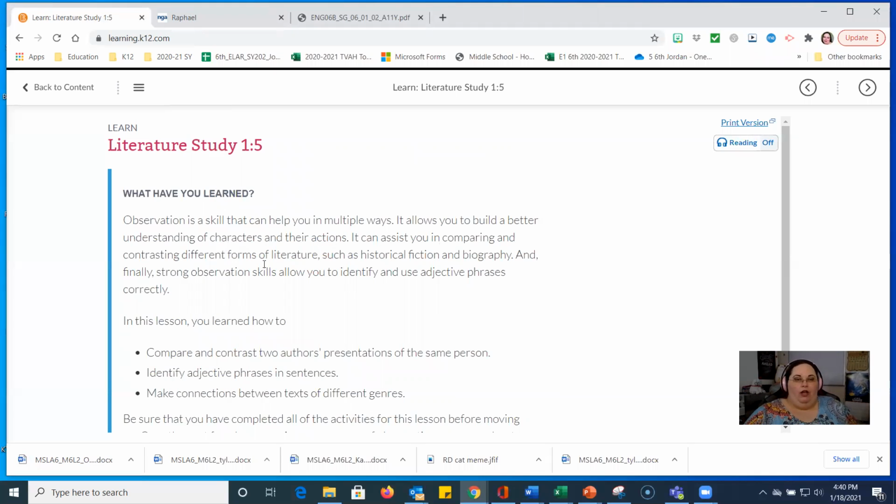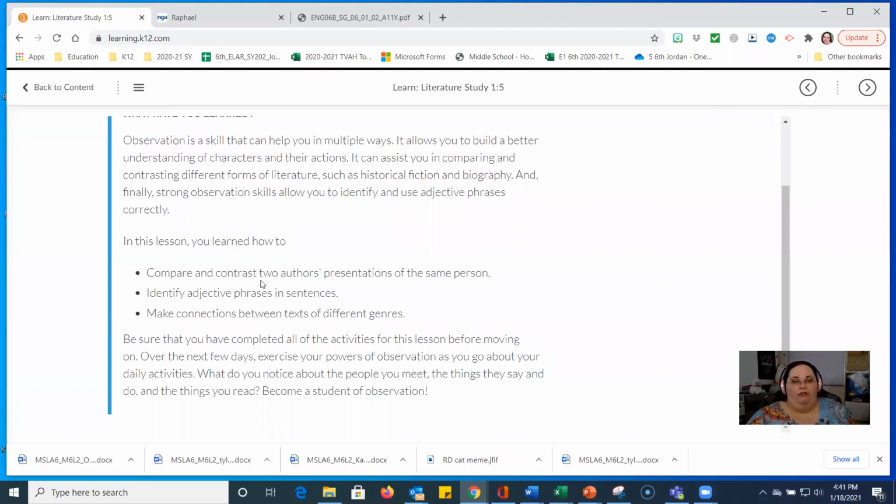All right, what have you learned? Observation is a skill that can help you in multiple ways. It allows you to build better understanding of characters and their actions. It can assist you in comparing and contrasting different forms of literature, such as historical fiction and biography. And finally, strong observation skills allow you to identify and use adjective phrases correctly. In this lesson, you learned how to compare and contrast two authors' presentations of the same person, identify adjective phrases and sentences, make connections between texts and different genres. Be sure that you've completed all of the activities for this lesson before moving on.